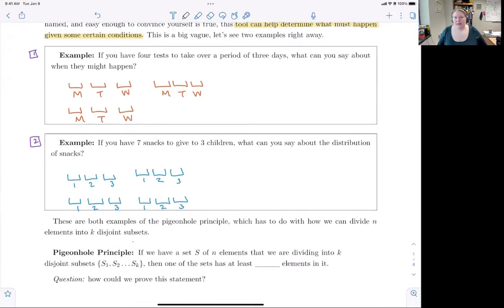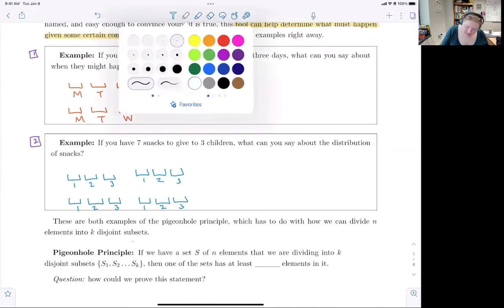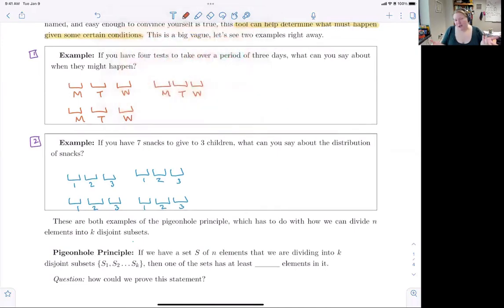Suppose I have to take 4 tests over 3 days. Now, this might feel a little real coming out of midterms here, but if I have to take 4 tests over 3 days, what can I say happens about when they occur? So let's talk about a couple of things here. Here I have these little trays, which are my days. When do the tests happen? I can distribute them in several different ways. So maybe I have to take 2 on Monday, 1 on Tuesday, and 1 on Wednesday. Or maybe I got really unlucky and they all happened on Wednesday. Or maybe I have 2 on Monday and 2 on Wednesday.